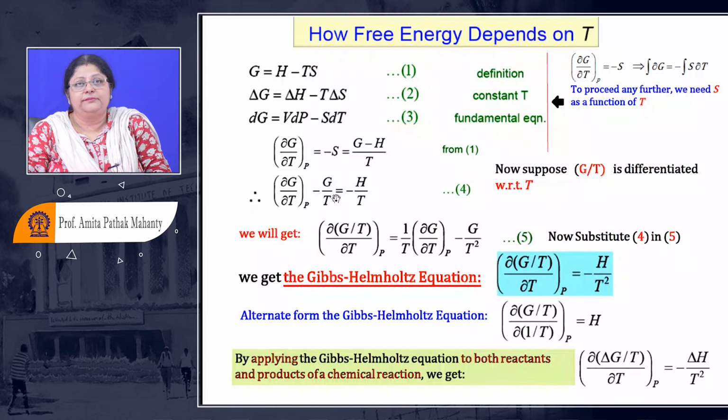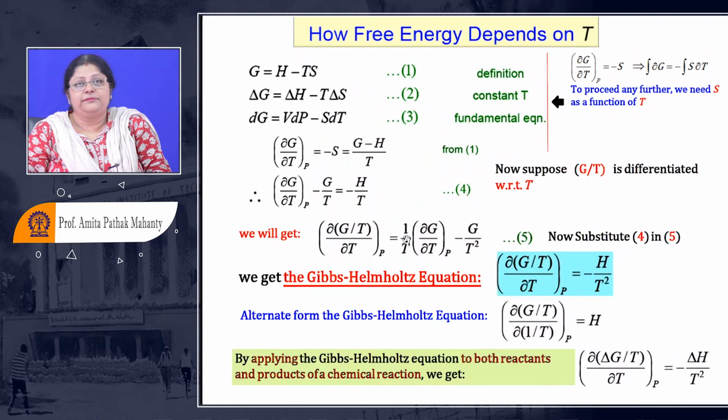What you take it to G by T to the other side and minus H by T on the right hand side. Now take this as an entity, like G by T you take as an entity, and differentiate that with respect to temperature at constant pressure. If you do that, you are differentiating G by T with temperature at constant pressure.